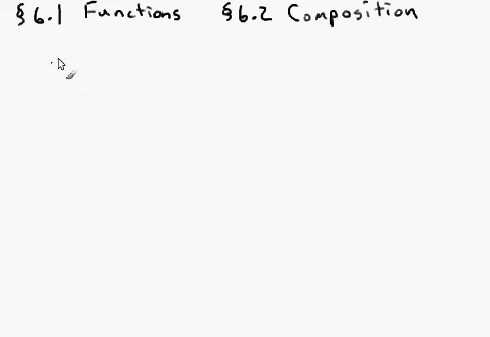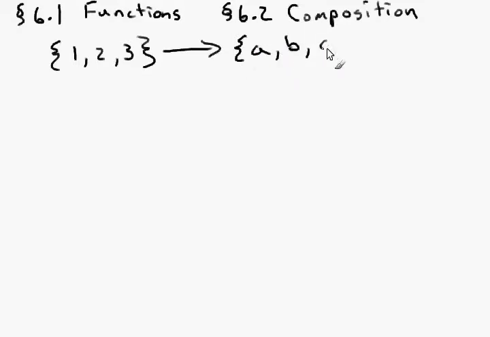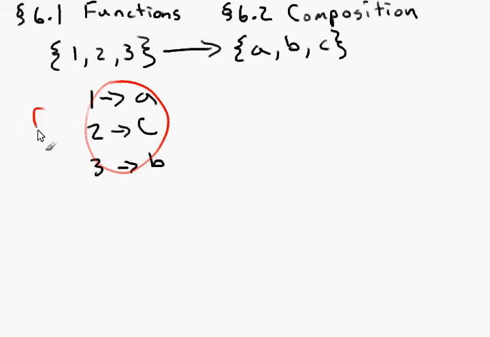For example, let's suppose I've got my first set here, 1, 2, 3, and I want to map it to my second set here, A, B, C. I want to find a correspondence between these three numbers and these three letters. So I could say, oh, well, 1 goes with A, 2 goes with C, and 3 goes with B. And then this right here would be a function. It's limited in scope, but it still is.